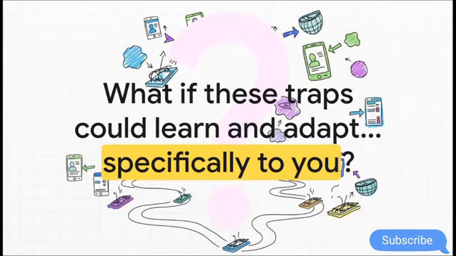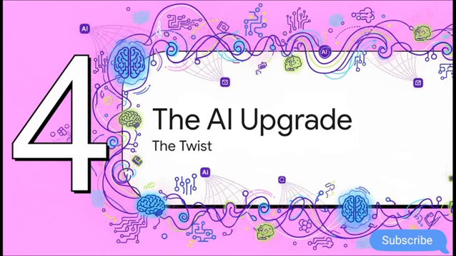Okay, so all the examples we've seen so far are static, right? They're pretty much the same for everyone. But what if they weren't? What if these traps could learn? What if they could adapt, specifically to you? Well, that's the twist, because that's exactly what's happening right now, thanks to AI. Artificial intelligence is basically supercharging these deceptive patterns. It's making them personal, adaptive, and a whole lot harder to spot.